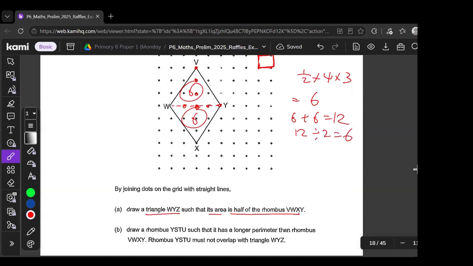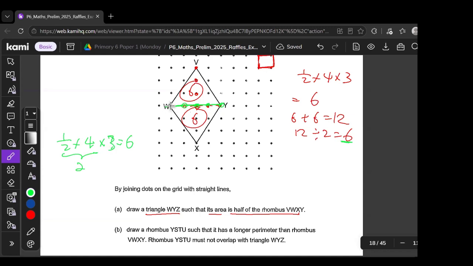And how to draw WYZ? This is WY already, right? So what's the base? 1, 2, 3, 4, right? So you have half times 4 times, what's the height? We don't know, but the area must be 6. Okay, the area must be 6 because you want the area to be half of the rhombus. Okay, how to get the question mark? Work backwards. Or just half times 4 is 2, then 2 times 3 becomes 6.